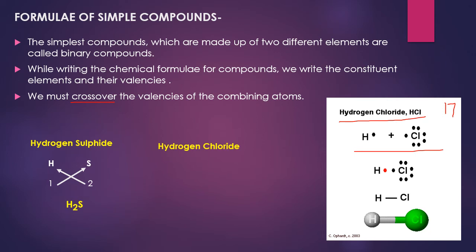That is hydrogen chloride. The symbol of hydrogen is H and chlorine is Cl. The valency of H is 1 and chlorine is also 1. Now what are we going to do? See carefully. We are going to cross over the valencies. The valency of hydrogen will be written on Cl and the valency of chlorine will be written on hydrogen. So the formula will become HCl, that is hydrogen chloride.